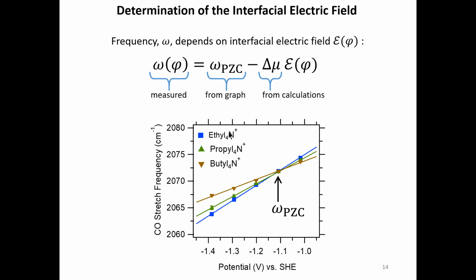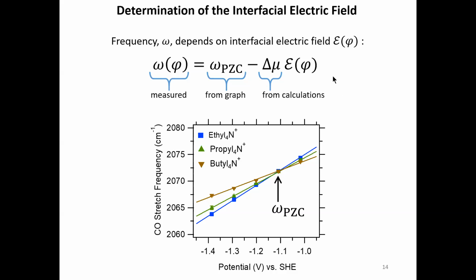You can see for the three largest cations, these lines all cross at one potential around minus 1.1 volts versus SHE, and that is the approximate potential of zero charge of the copper electrode in the presence of our electrolytes. Now, the line for tetramethylammonium does not go through the same point. I have an answer to that, and we can talk about that in the Q&A session.